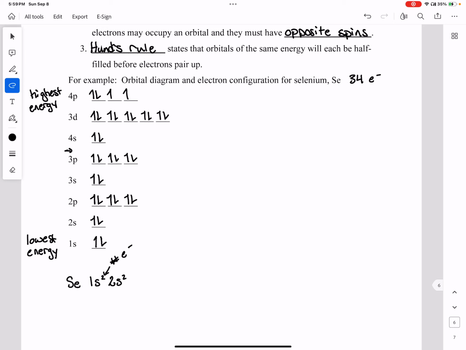2s2, 2p6, 3s2, 3p6, 4s2, 3d10, and then 4p4. That is our electron configuration.